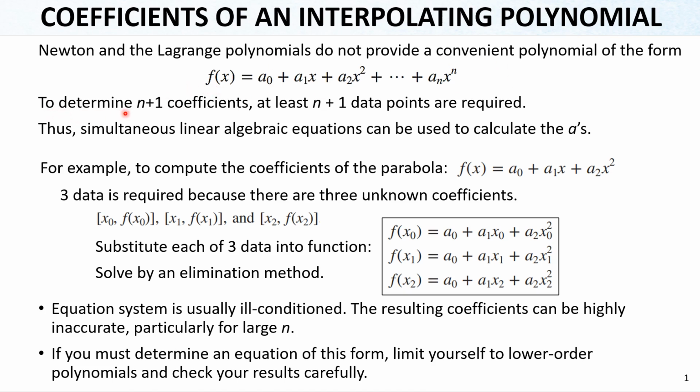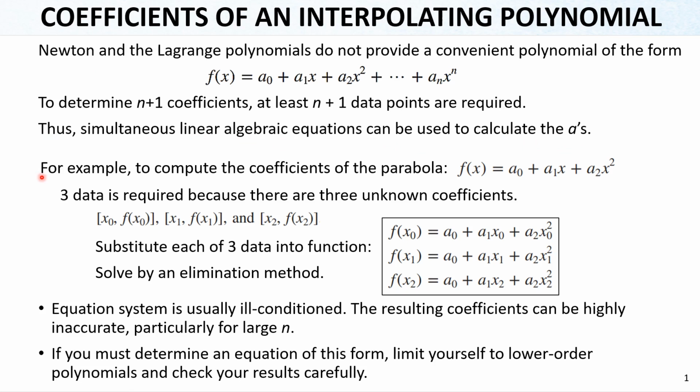To determine n+1 coefficients, at least n+1 data points are required for such a different polynomial form. This is different from Lagrange and Newton. And therefore, some simultaneous linear algebraic equations can be used to calculate the a's.